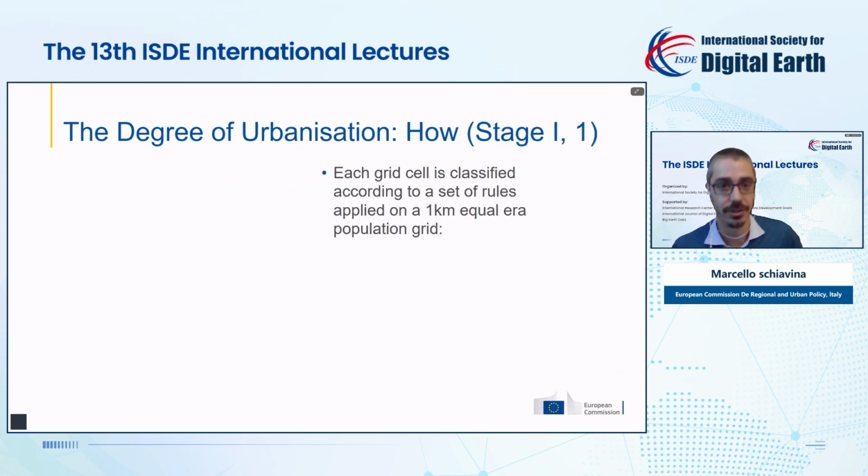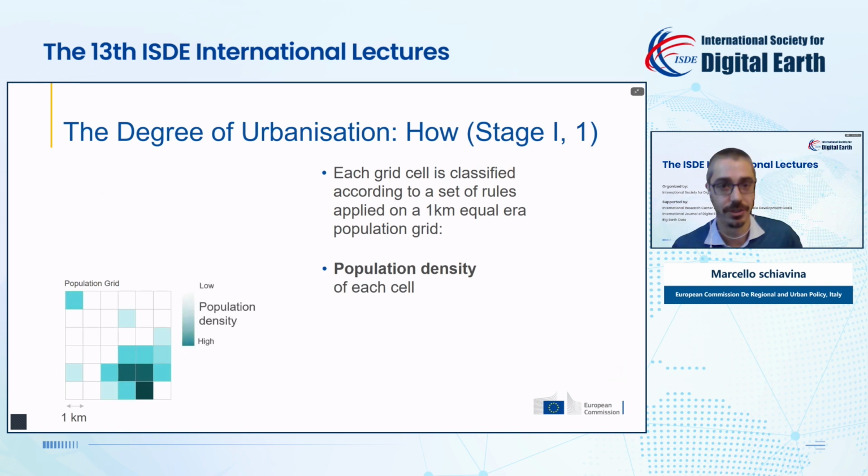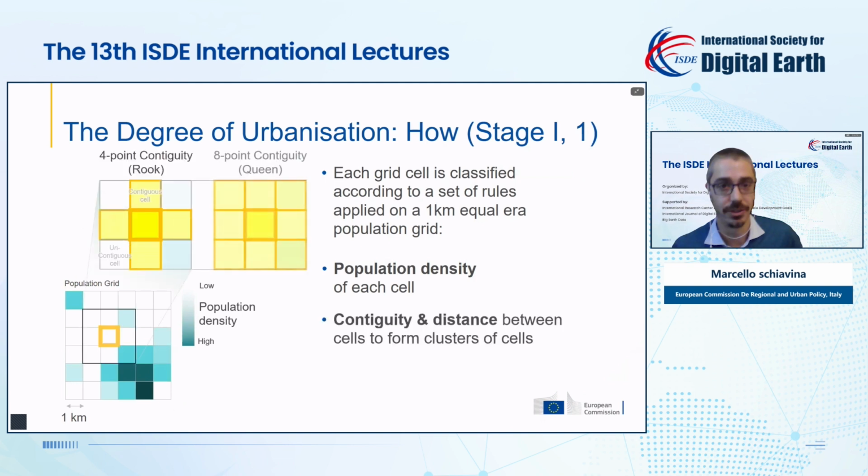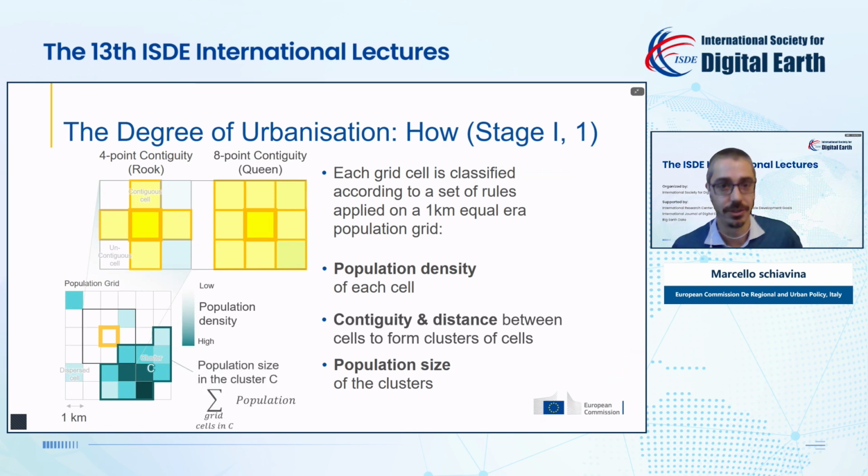So, very quickly, how the GURBA works. It is based on a regular 1 kilometer equal area population grid, using thresholds of population density to select grid cells. Then adjacent cells holding the required density are grouped together using contiguity rules to form contiguous clusters of cells. And the total population of this cluster is tested for a minimum total population size. All cells belonging to a given cluster of pixels with a given density and size greater than a minimum are classified in one of the GURBA classes.